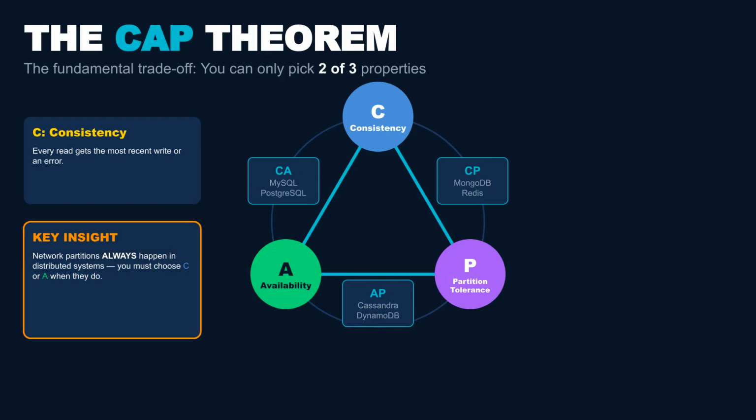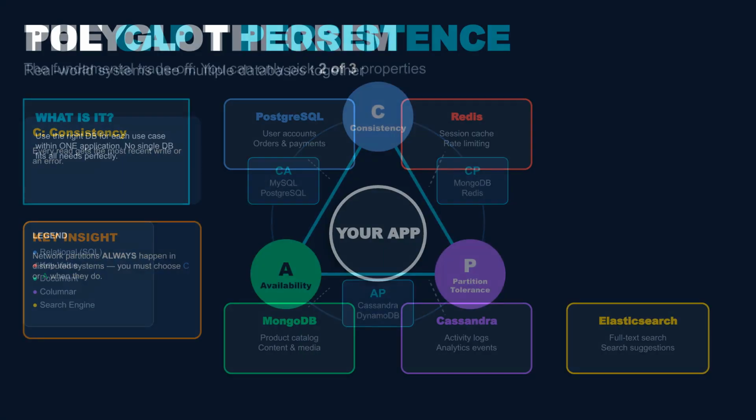The CAP theorem is a fundamental trade-off. In a distributed system, you can only pick 2 of 3 properties: consistency, availability, or partition tolerance. Since network partitions always happen in distributed systems, you must choose to prioritize either consistency or availability.